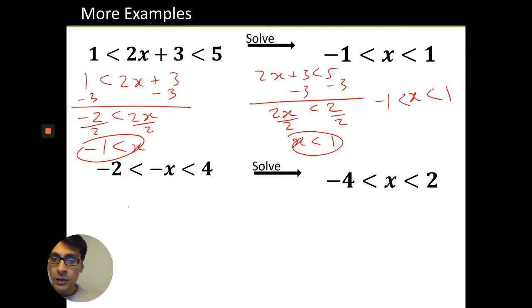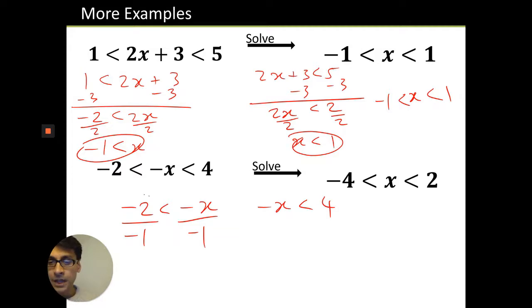So here, our first inequality is negative 2 is less than negative x, and our second one is negative x is less than 4. So we've got negative x here. So we have two options. We can add x to both sides, and then add 2 to both sides. So it's just going to swap sides, or it can divide by negative 1. I'm going to divide by negative 1. There's no reason why you shouldn't swap sides, so it's just a preference. So negative 2 divided by negative 1 is 2, and negative x divided by negative 1 is just x. Now the sign has to change direction. So that's our first one.